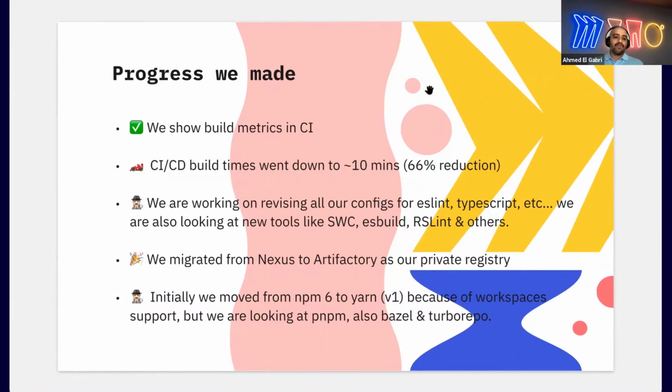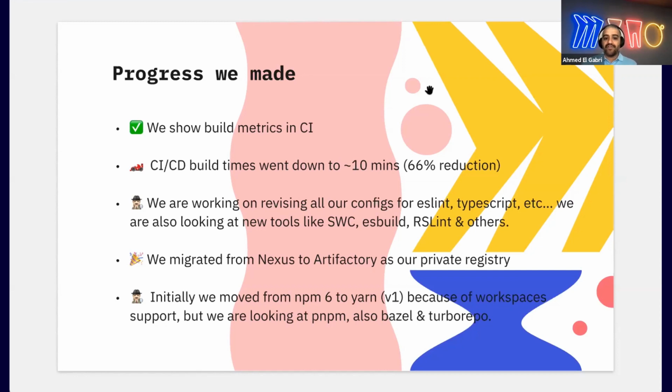So what did we actually do? From 2020 until now, we've made some progress. It's not perfect yet, but there are lots of things that we can say we improved. Right now, there are metrics on CI. You can see on every step on CI and CD how much time it takes and which commands also, like command by command. It's not only the whole total, but also per command. Build CI and CD times went down to around 10 minutes now from 45 minutes.